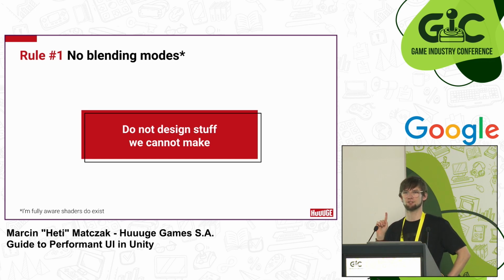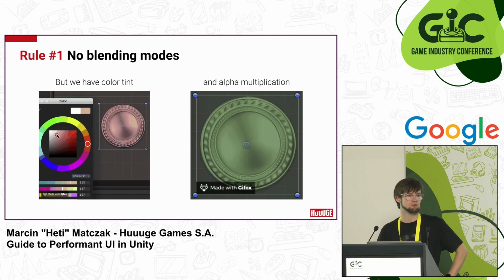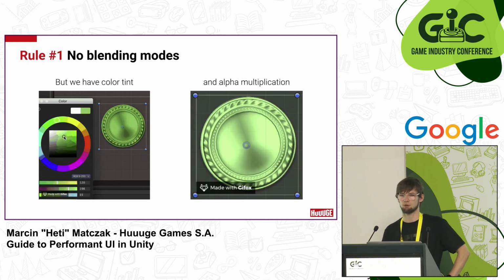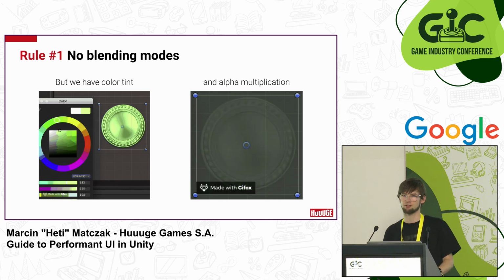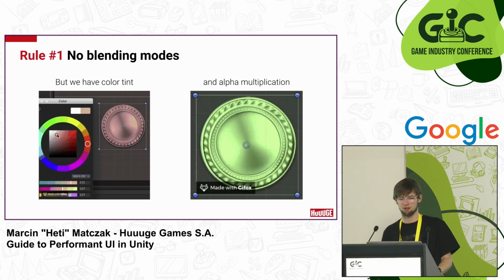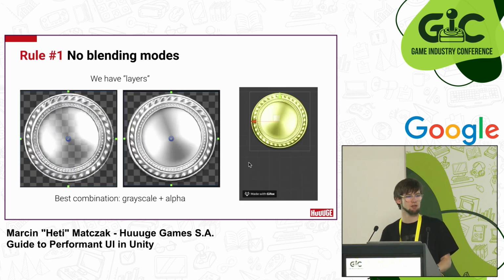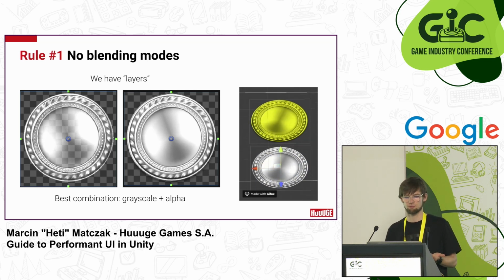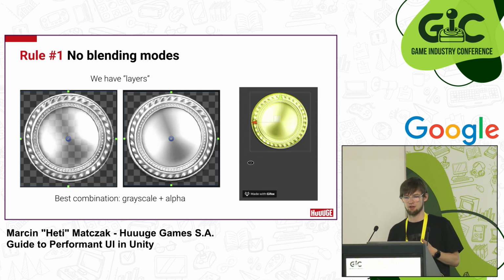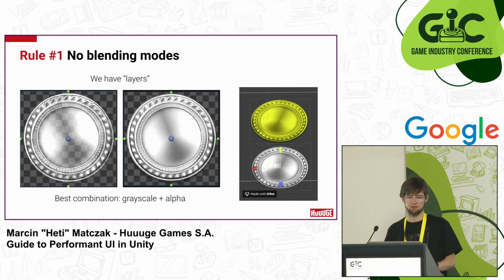And finally, rule number one, the most important: we do not have blending modes, so please do not design stuff that we cannot make. But how can we work around that? We still have color tint. If we have a black-white graphic, we can change the color of it, and we have alpha multiplication, so we can adjust the transparency of the graphic. With those, with two simple graphics, we can easily replicate anything we want that has shadows, highlights, and so on.